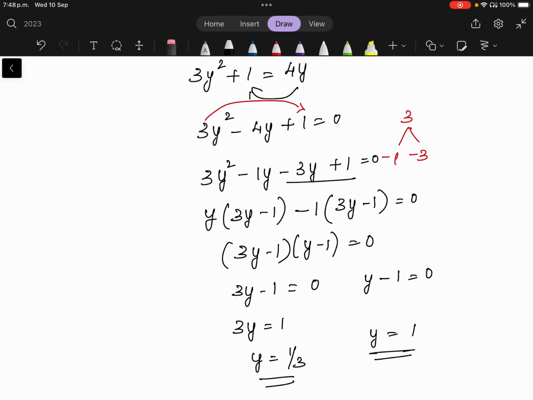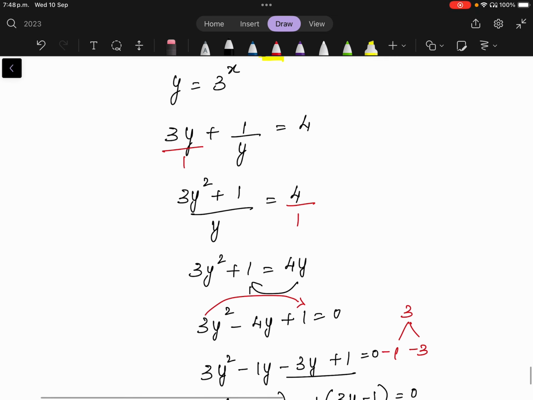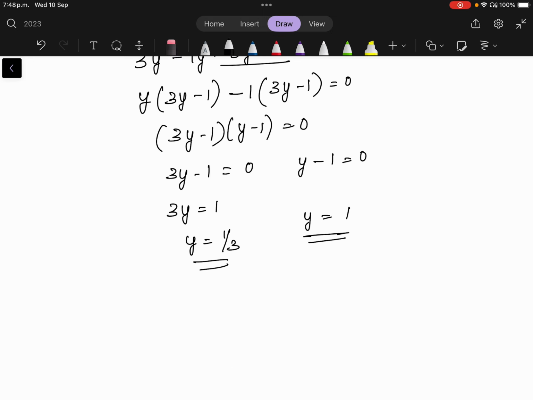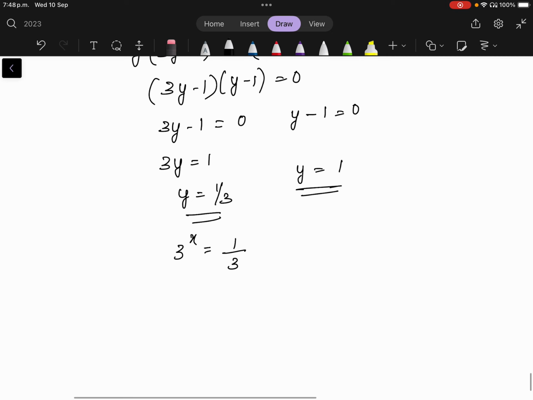Now this is not over because y is the variable which we introduced. Y is the variable which we said is equal to 3 to the power of x. So you will have to simplify this. You will have to say that 3 to the power of x is equal to 1 over 3, and then you need to further simplify this by putting log over here.